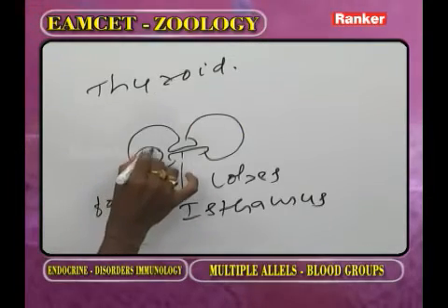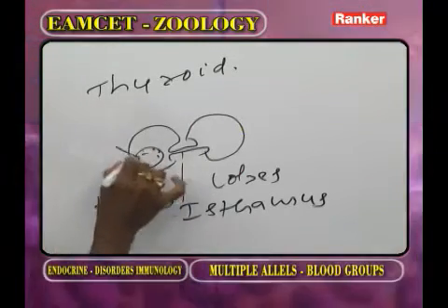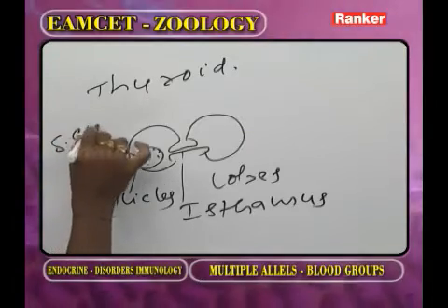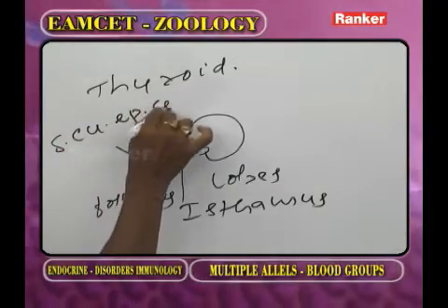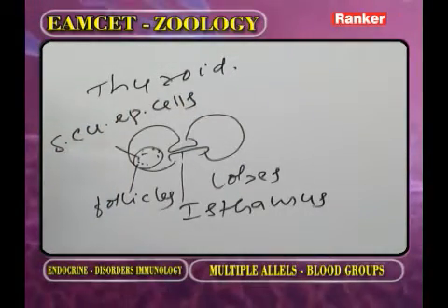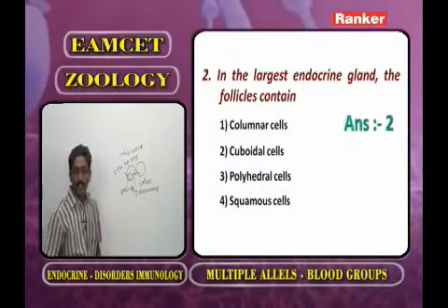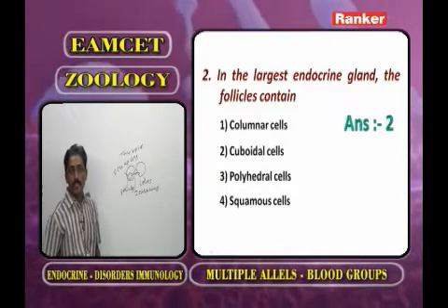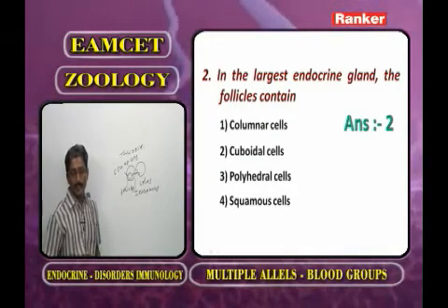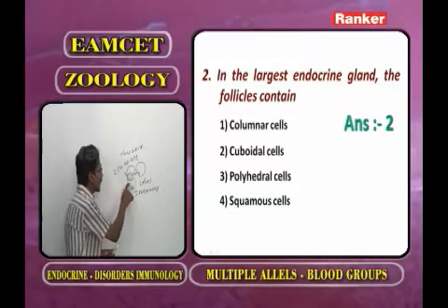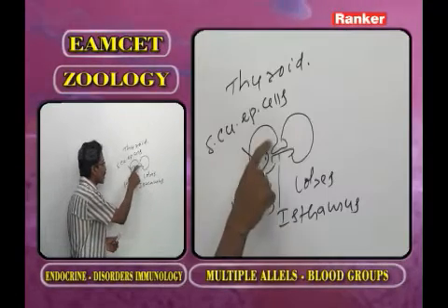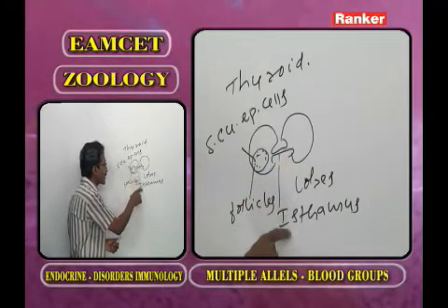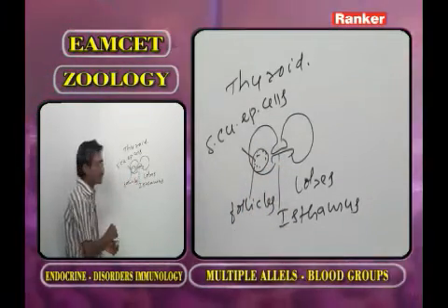These follicles are lined inside by simple cuboidal epithelial cells. Now again observe the question. What is the largest endocrine gland? That is the thyroid gland. The thyroid gland has two lobes. The two lobes are connected by isthmus. It is a connecting link.